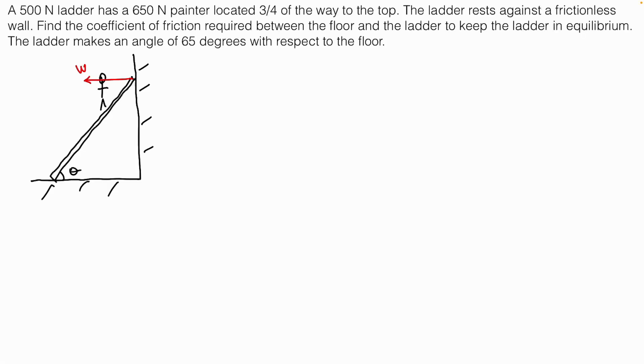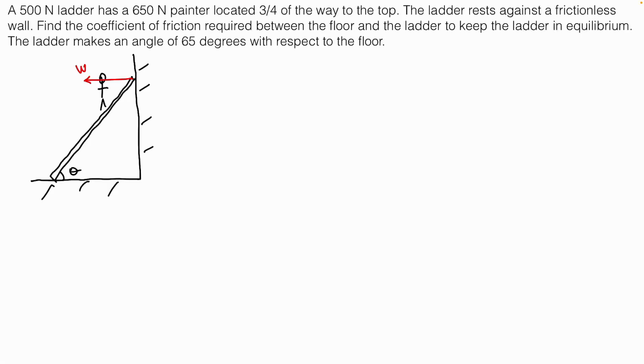So if there were friction there, more than likely it would be pointing up, but there's not. So we keep going around. We're starting at the wall, coming down this side of the ladder. What do we run into? The painter, right? What direction is the painter exerting a force on the ladder? Downward, right? Gravity's pulling on the painter, but the ladder is supporting the painter. We're not drawing the force on the painter, we're drawing the force on the ladder.